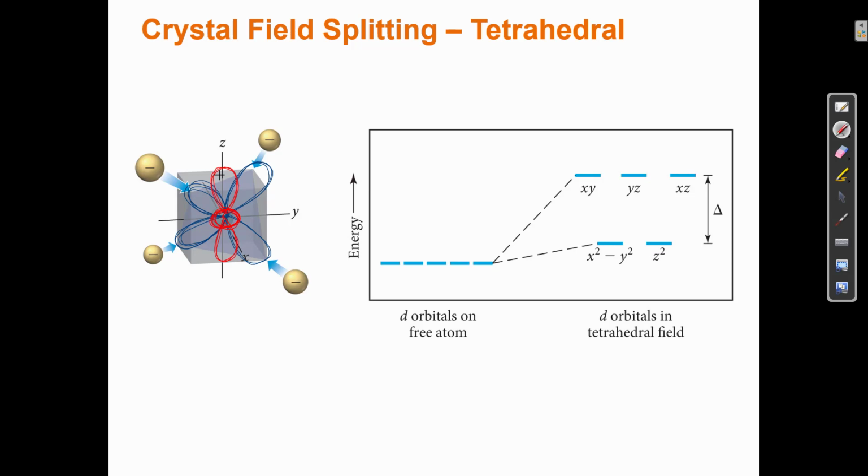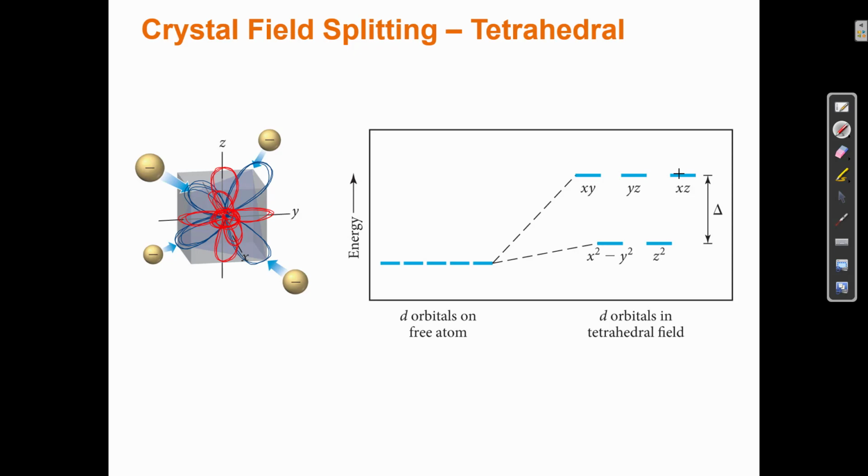Z squared does not interfere with those orbitals at all because none of these tetrahedral orbitals are on the z-axis. And I've got another one, x squared minus y squared, where all of these orbitals are sitting right on the x and y axes. Those also have no interference because these blue orbitals aren't pointing directly at the axis. So these ones that are in the middle of the axes, as you might imagine, are interfering with all of the d orbitals that are in the middle of the axes.